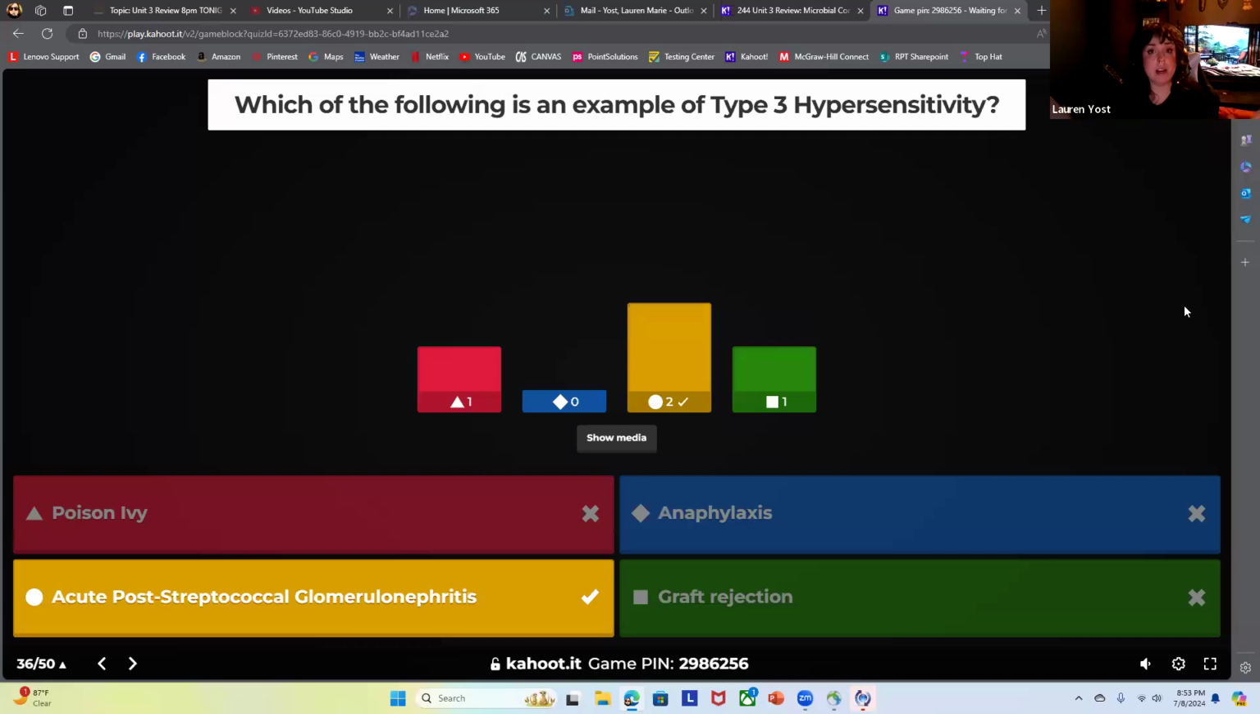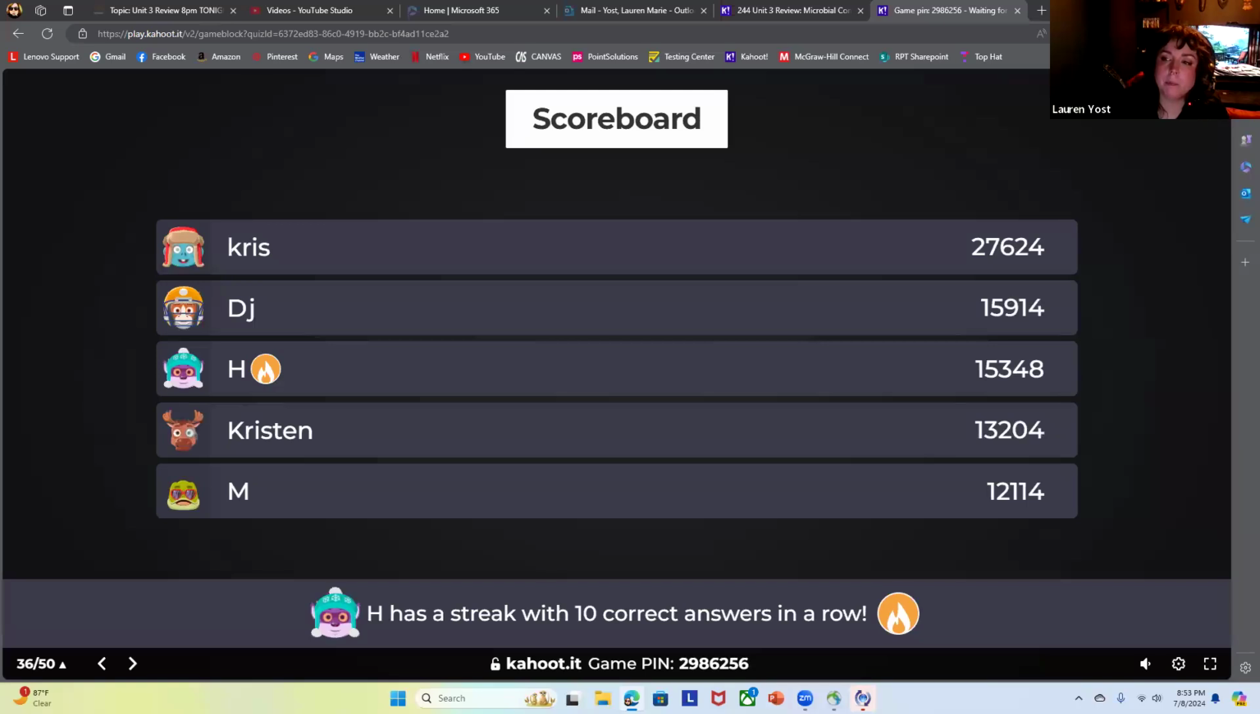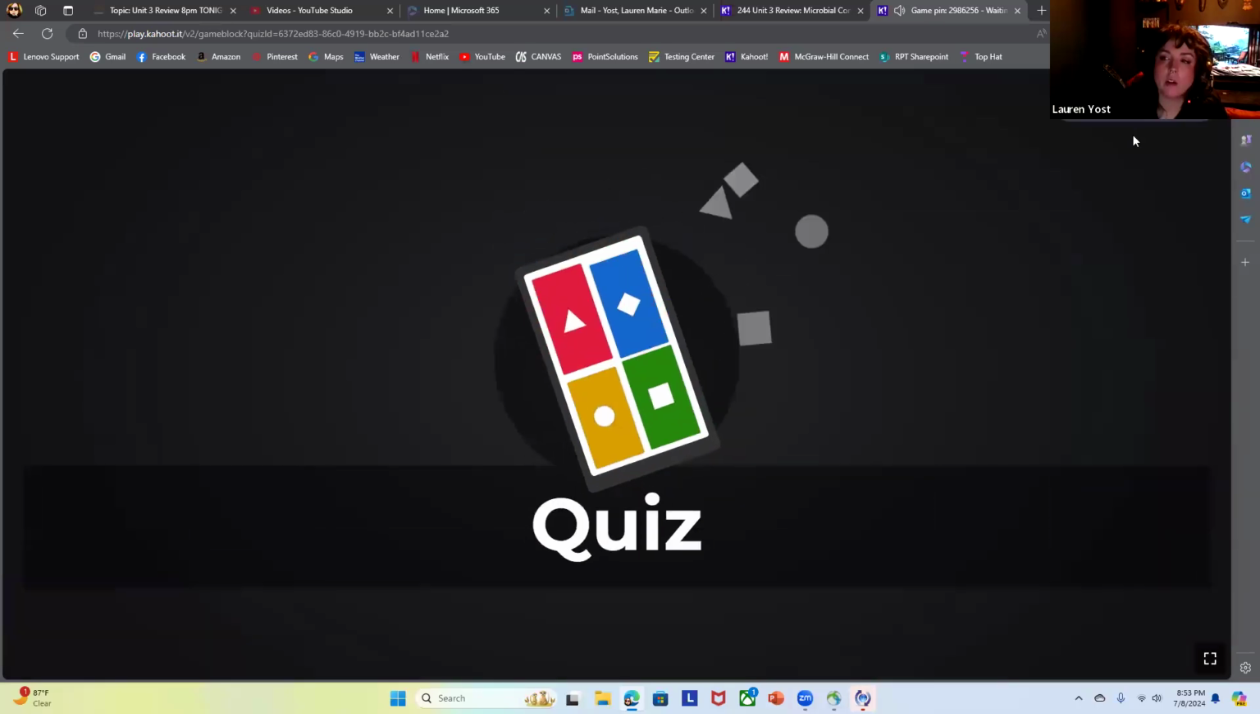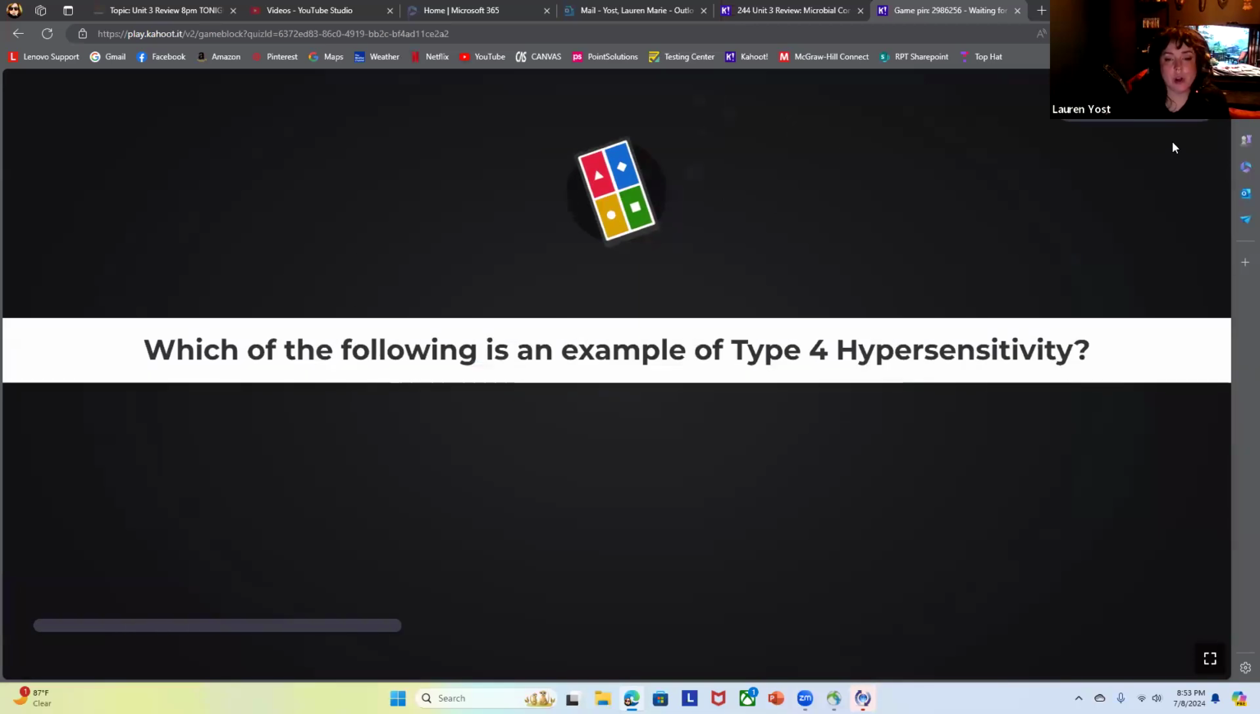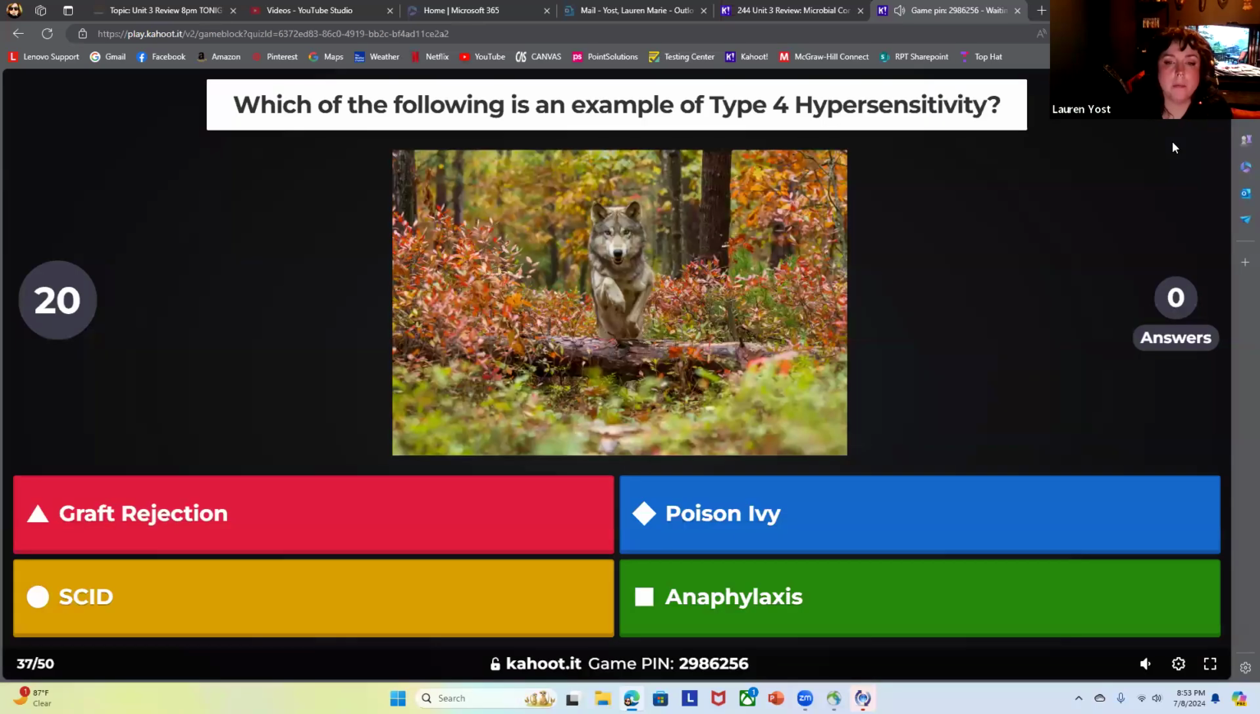It can be deadly. It's a very, very serious response. If you have had this acute post-streptococcal glomerulonephritis, you would know it pretty quickly. So it's not anything to mess around with. Alrighty. Well, this could be more than one. Which of the following is an example of type 4 hypersensitivity? Type 4.